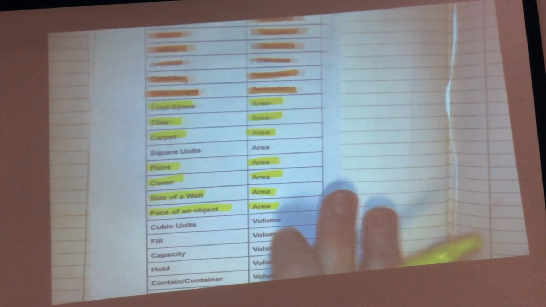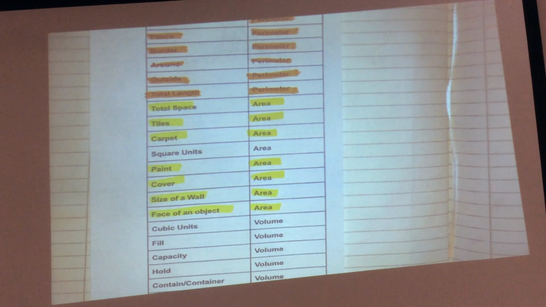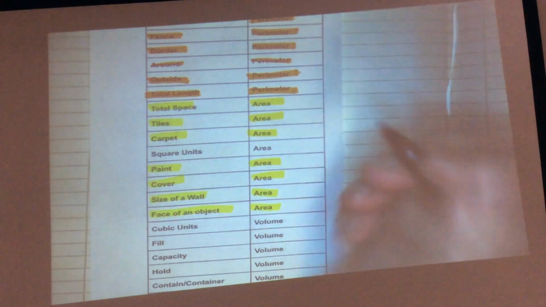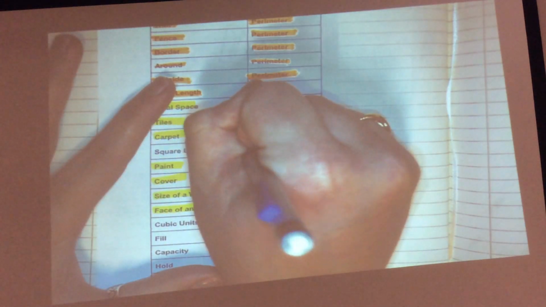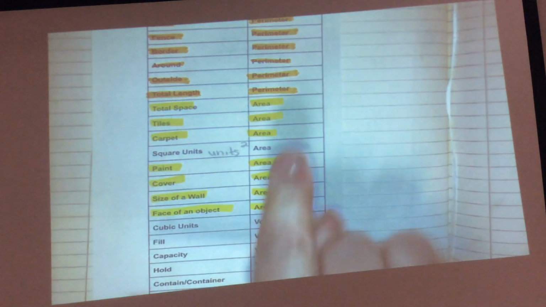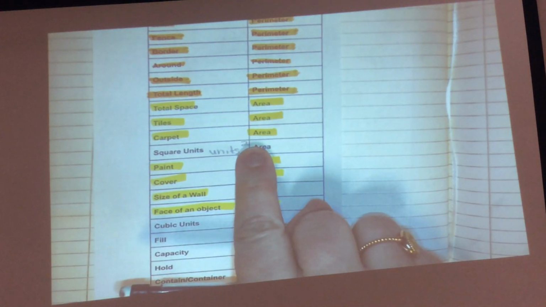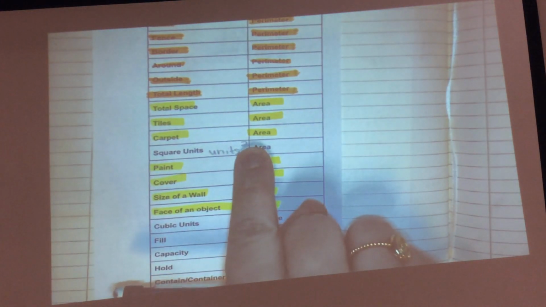When I find area, what formula do I use? Who can tell me? Length times width. You are multiplying two units together, so my units are squared. Do you know what that looks like? L times W. You know what squared means. You have the little 2 raised. It's to the second power.